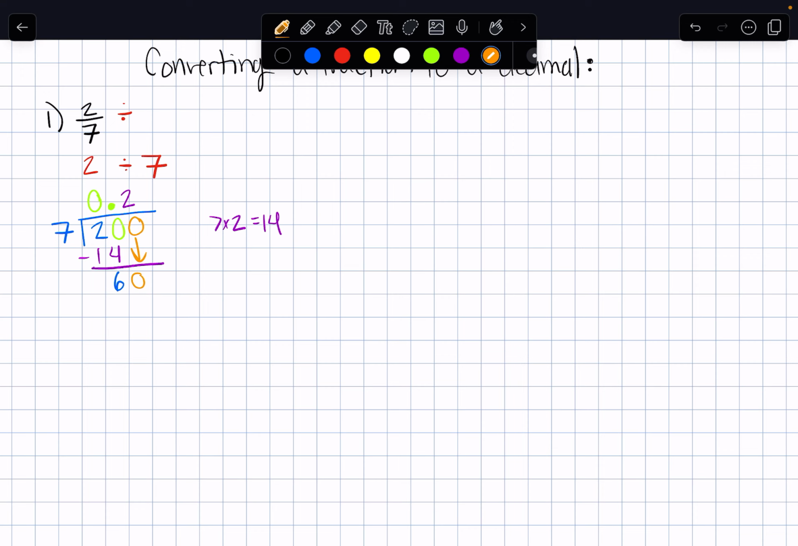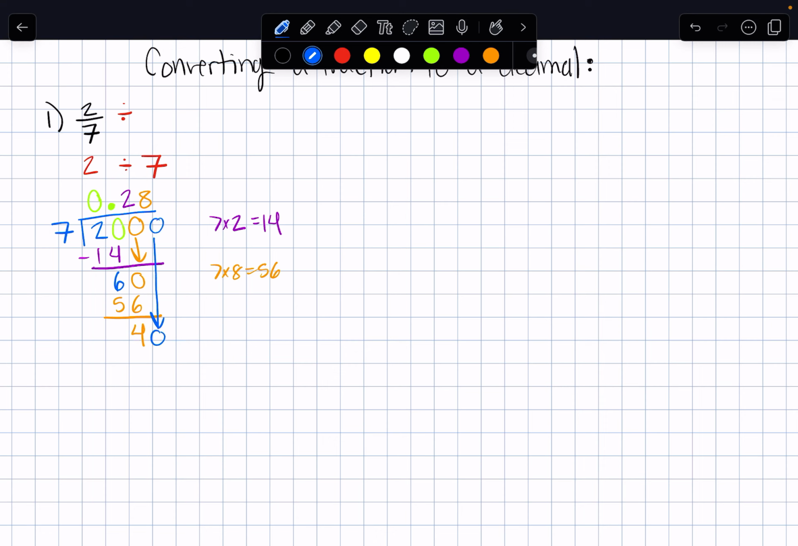Let me try and pick a different color here. We'll just stick with orange. So 7 goes into 60 8 times because 7 times 8 is 56. So we're going to subtract 56 and we would end up getting 4. Well, 7 doesn't go into 4, so again, we add another 0, bring it down.